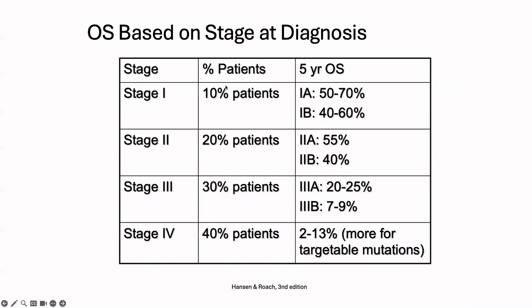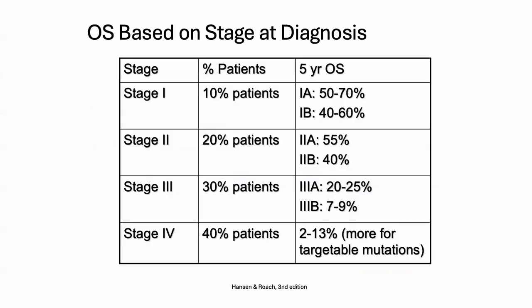Overall survival based on the stage of diagnosis. This is a little bit dated. I think it's from one of the seminal textbooks that many radiation oncology trainees in the US use, based off of findings from Hansen and Roach. They were both based out of the University of California, San Francisco, and really had an almost outsized impact on many of our educations.